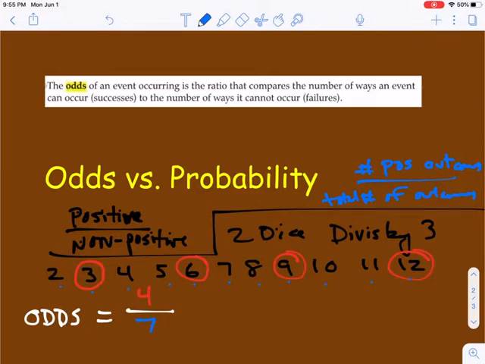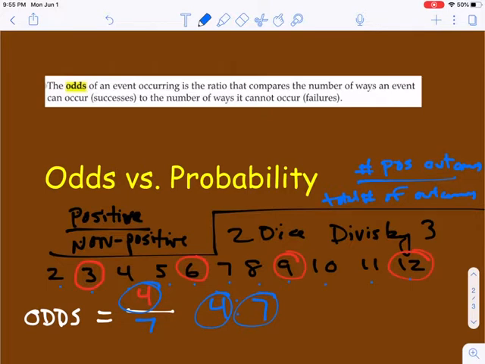So your odds are 4 and 7. Remember, odds are very different from probability, and they're kind of hard to understand, but that's basically what you're looking at. So the odds of rolling that are 4 to 7. You can also write this as a ratio: 4 that it will happen, 7 that it won't.